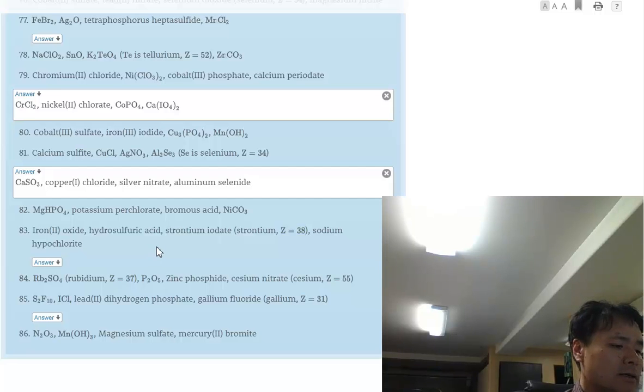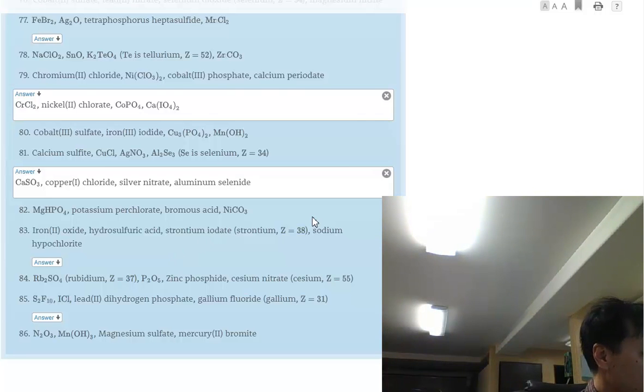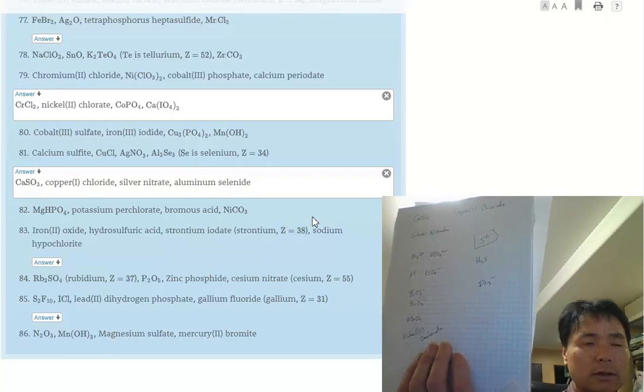Okay, next we have strontium iodate. Now iodate is an IO3 minus. So strontium iodate would be Sr(IO3)2. I'm going to take that twice. Strontium is a 2 plus.